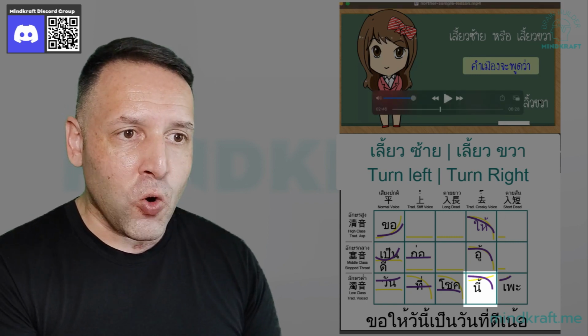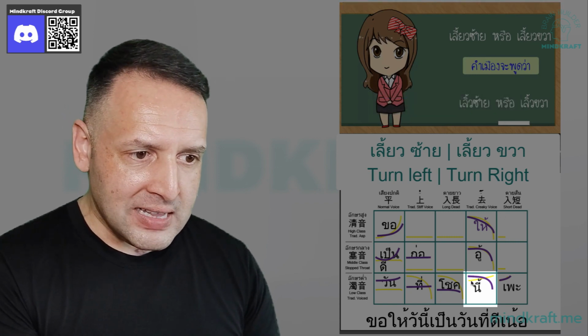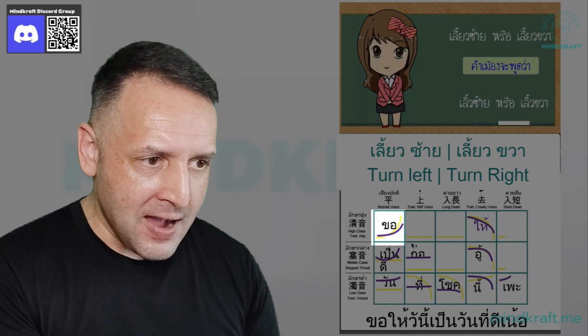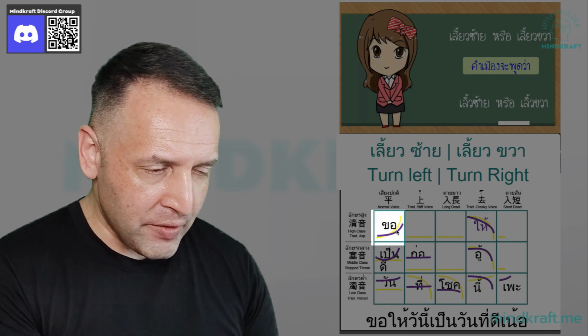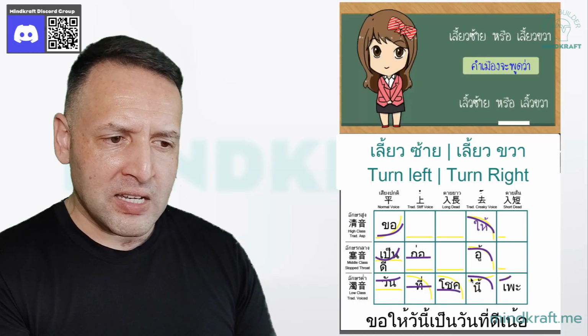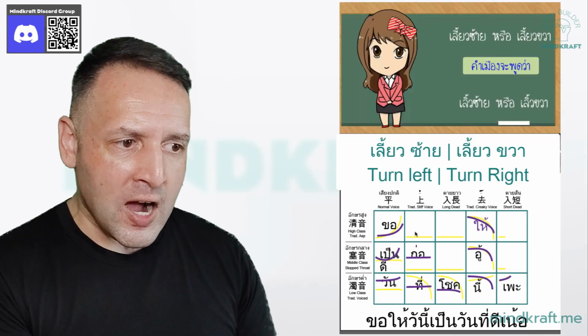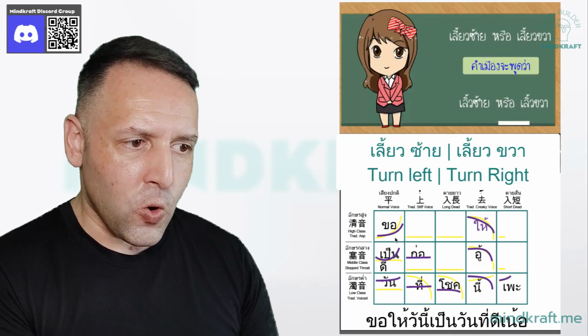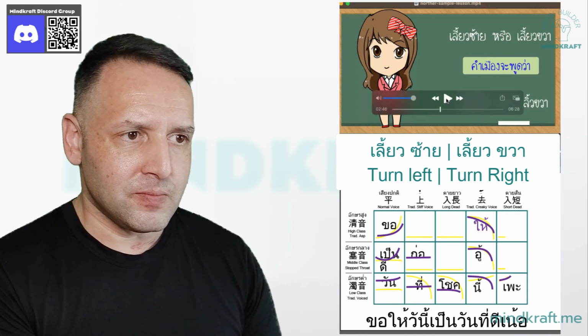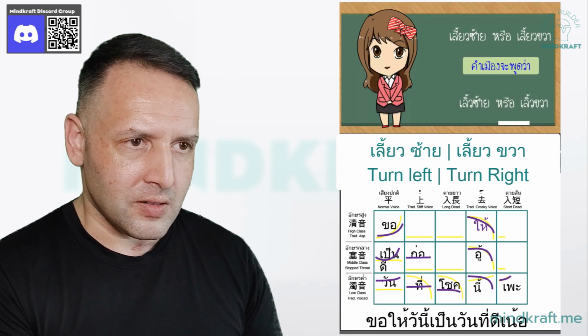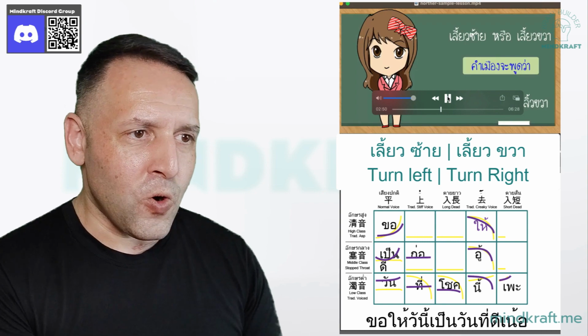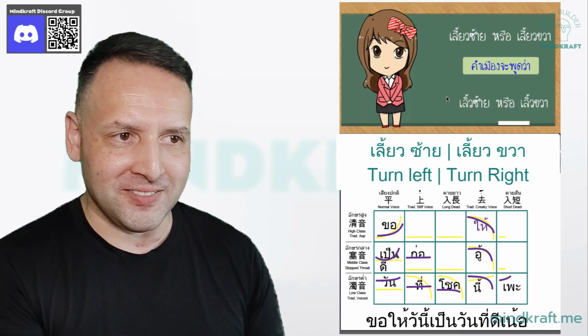And then liao kwa. So normally it would be liao, yellow, kwa, following this yellow line up here from the first box. So I suspect it'll be liao sai, liao kwa. Let's see. Woohoo! We got it. It's working.